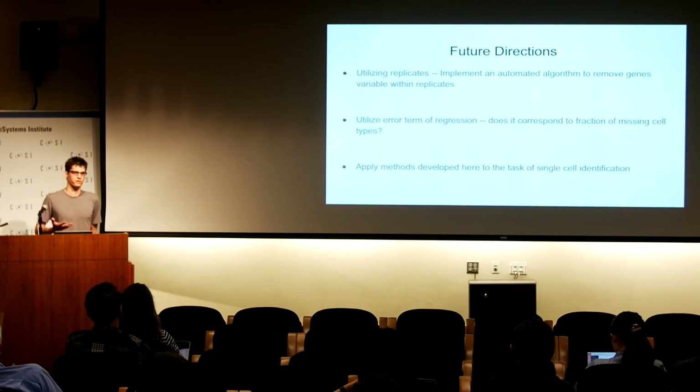in the linear regression, there's the error term. We're expressing our observed expression in our heterogeneous sample as a combination of purified cell types, and then also an error term. Our model is currently somewhat blind to how big that error term is, and I think that's something we can also utilize. Lastly, a lot of what I've been developing here can theoretically be applied to identify clusters of cells from single cell data, which is something that a lot of people are working with and I think could be useful.